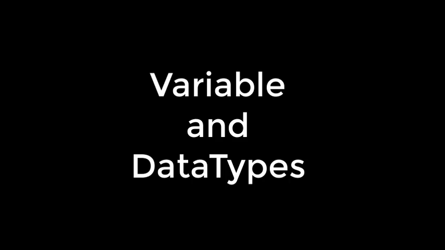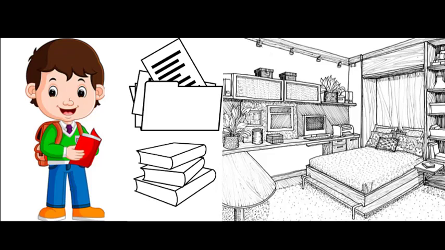Now let's talk about variables and data types. The most basic explanation of variables is keeping things in their respective storage. For example, let's consider the jacket, books, and paper documents. This analogy is commonly used by instructors, teachers, professors, and many other people.